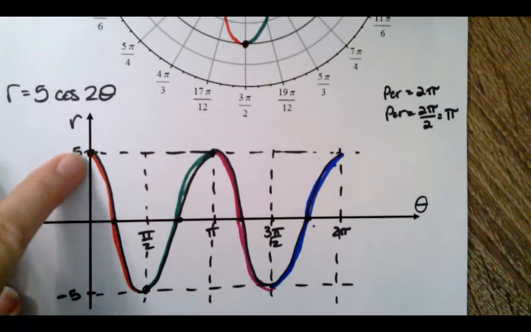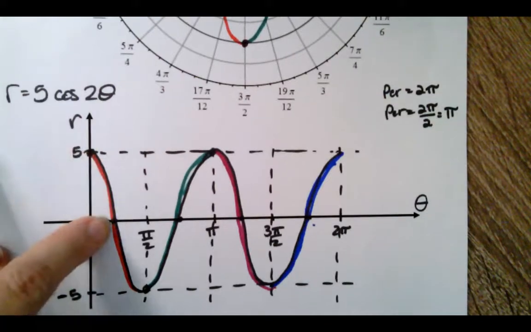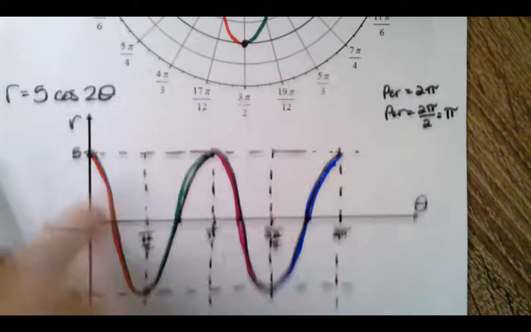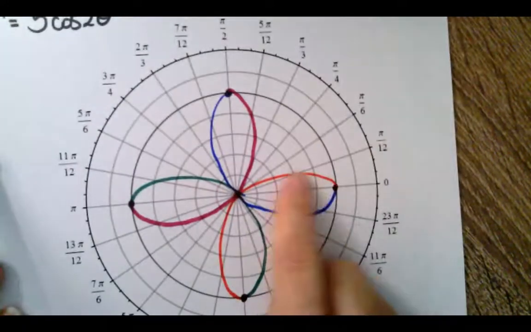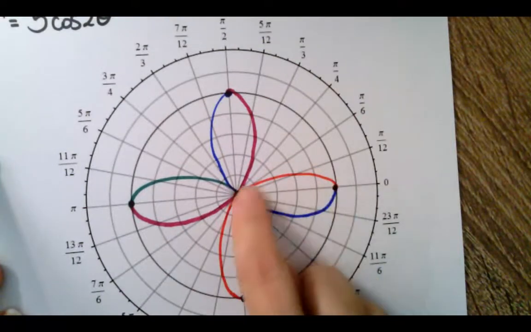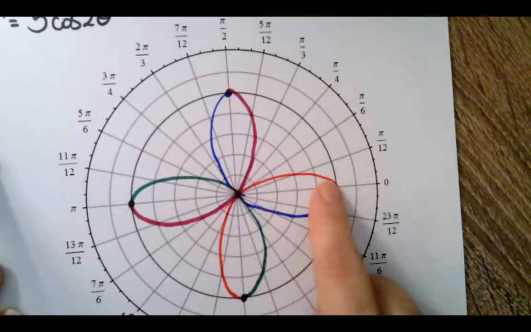If we notice this piece right here from theta 0 to a radius of 0 at theta equals pi/4, that piece right there is actually half a petal. It corresponds to this part of the graph right here. If I found the area of that piece, that would give me half a petal, which of course I could then divide by 2 to get an area of a whole petal.